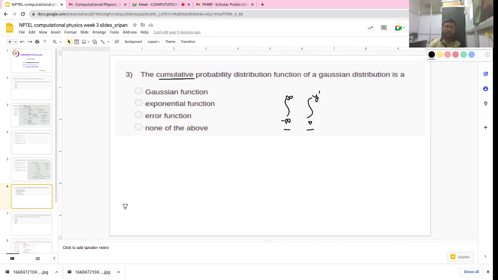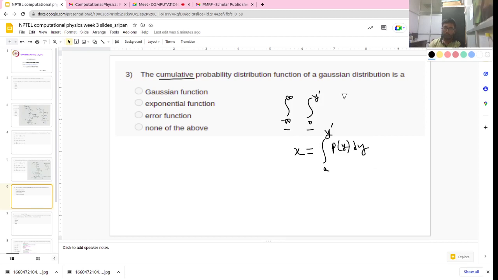And as we saw in the last two questions, we define these things like this: x equals, let's say a particular number y prime, and then the integral of p(y) dy, correct? This is the way we define a cumulative probability distribution function.